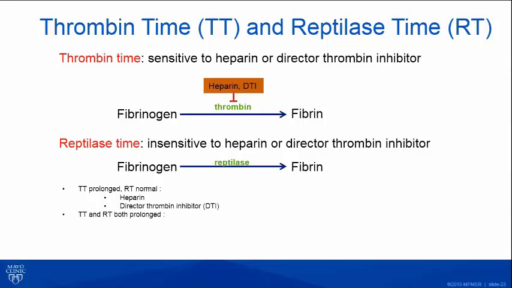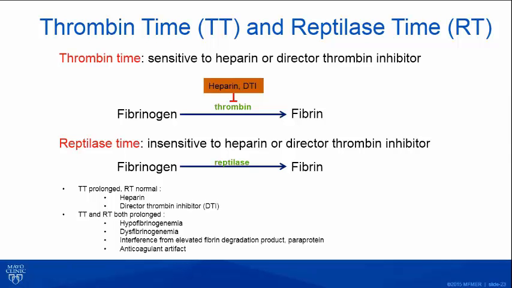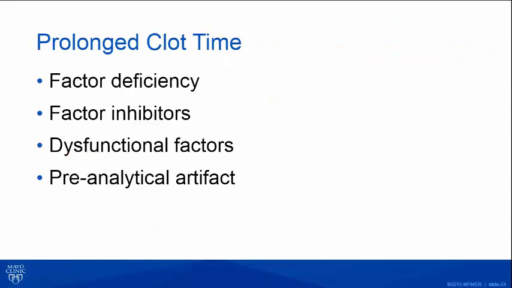Whereas if both are prolonged, there are multiple causes that can contribute: hypofibrinogenemia, dysfibrinogenemia, interference from elevated fibrin degradation products or paraprotein, nonspecific interference of the assay, and other spurious anticoagulant artifacts such as an EDTA tube or an underfilled tube. As Dr. Nichols just mentioned, the causes of prolonged clotting time can be categorized into factor deficiency, inhibitors, dysfunctional factors, and pre-analytical artifacts.